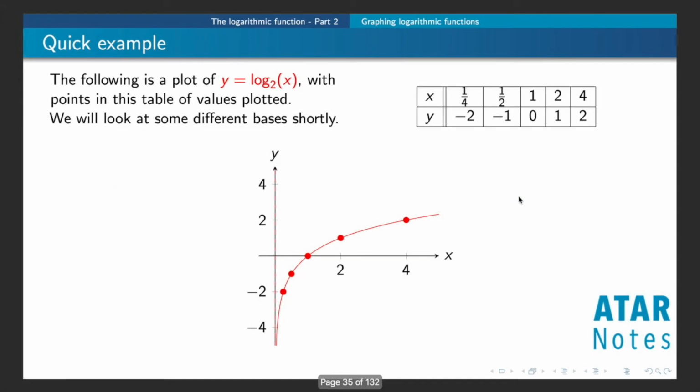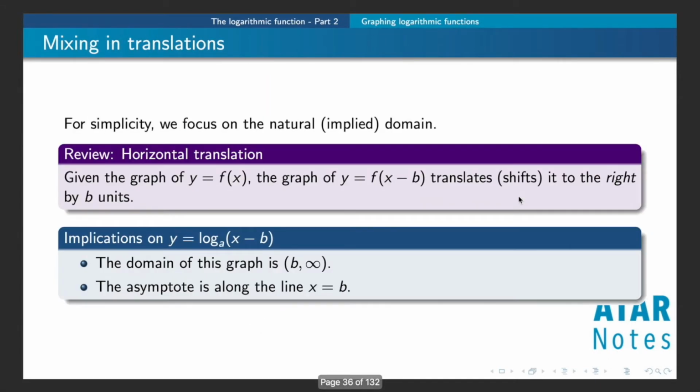But of course, obviously, that's not all they're going to make you sketch. They're going to add in a whole bunch of other stuff just to make life hard, I suppose. Because if you sketch only that, the QCE exam might be a bit too easy. So, for simplicity, we focus on the natural domain.